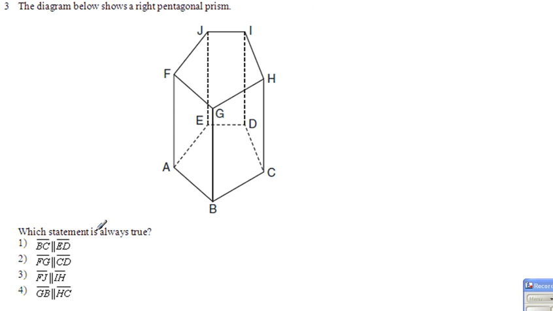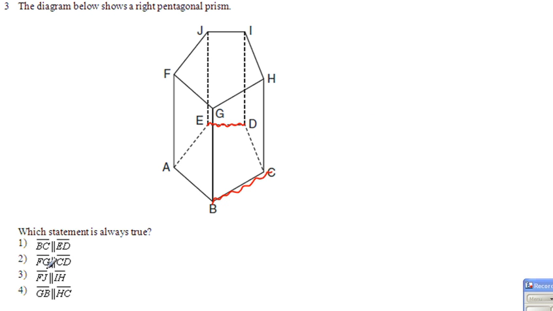Now here, which statement must be true? We have a pentagonal prism. Let's try to look at one at a time. BC and ED. BC is right here, and then ED, which is way in the back. Since they're in the same plane, and these two are not parallel, they will be meeting up somewhere if you extend them over here. So therefore, they are not parallel.